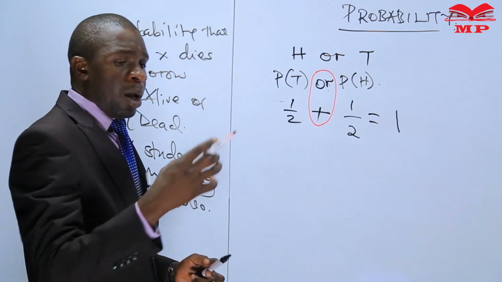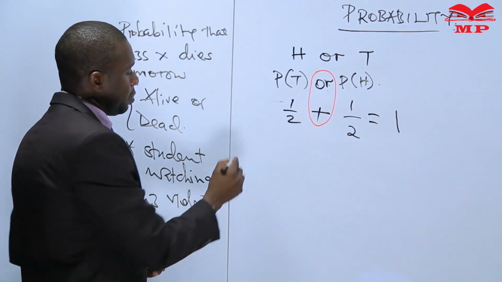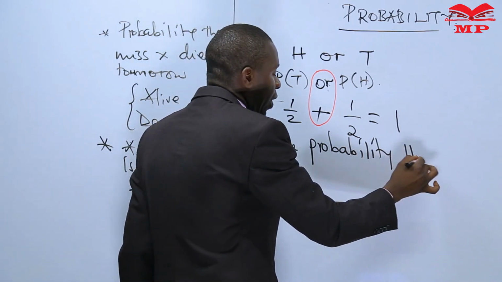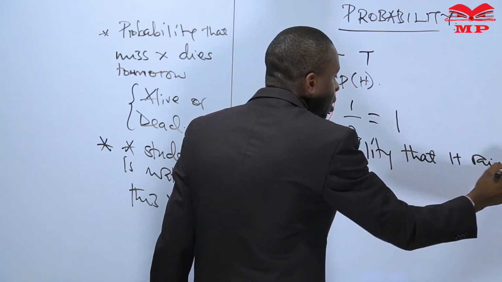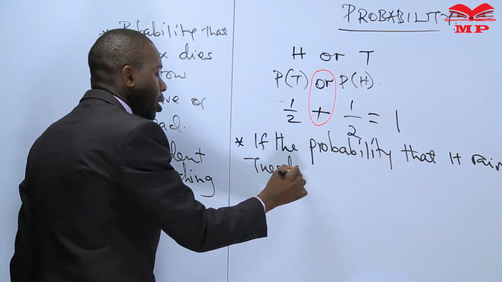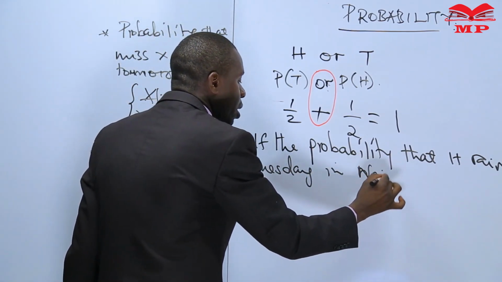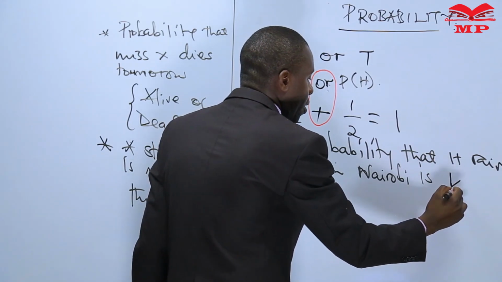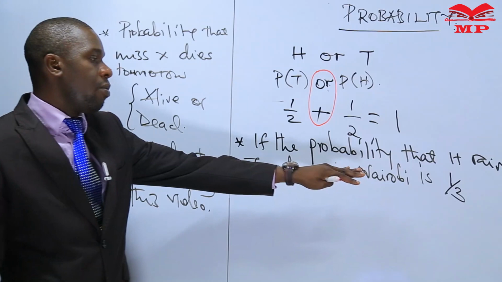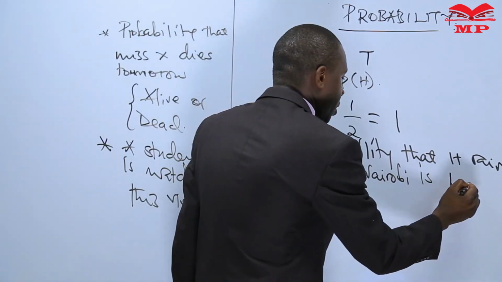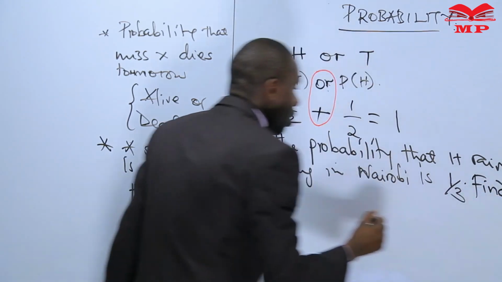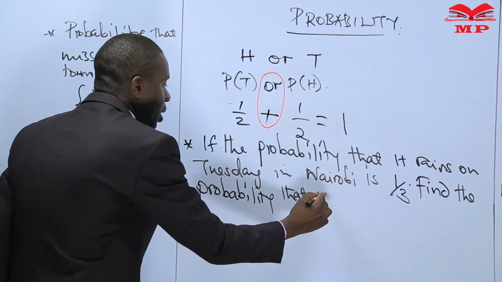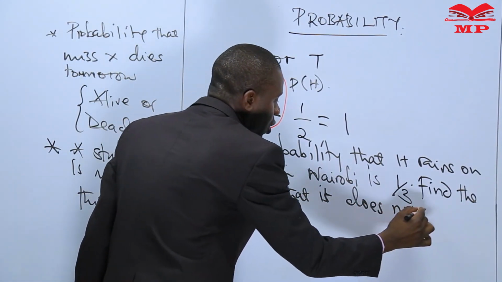Now, let us look at another situation. If the probability that it rains on Tuesday in Nairobi is 1 over 3, find the probability that it does not rain in Nairobi.